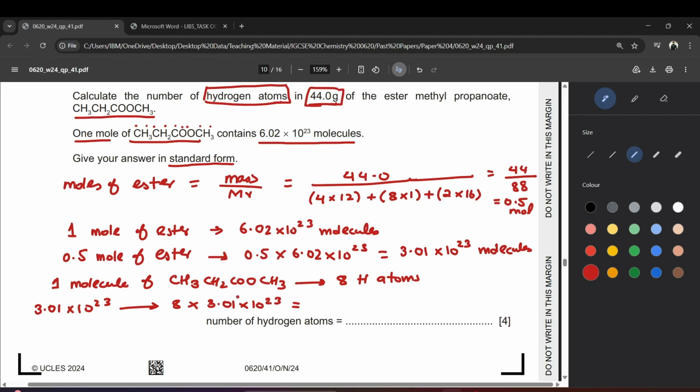Okay, so 8 multiplied by 3.01 into 10 to the power 23, and that gives you 2.408 into 10 to the power 24, and that is your answer. So these are the number of hydrogen atoms that you would have in 44 grams of ester. Make sure that you pause this video, go through it, and also try by yourself by the end.